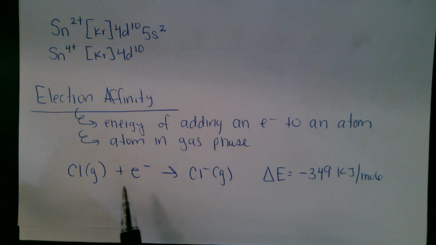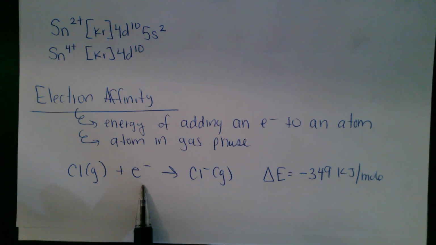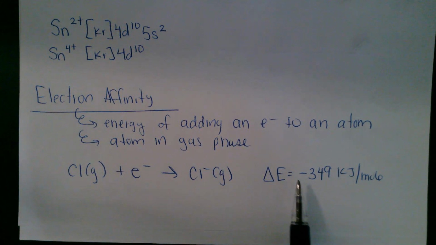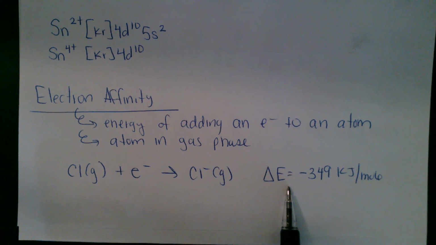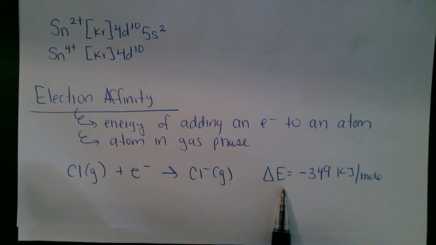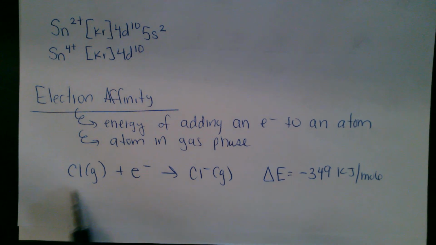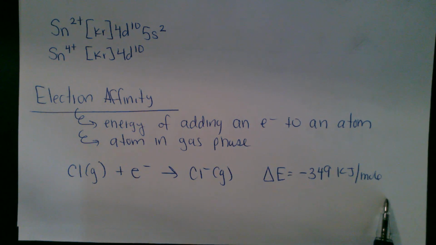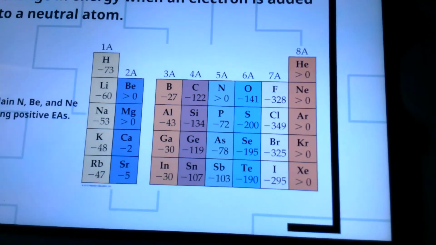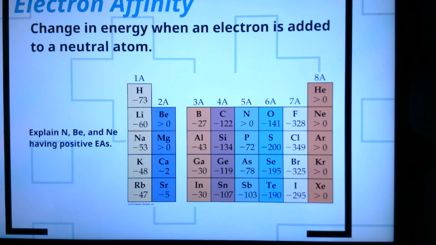Okay, so a couple of things to note. For the most part, free electrons are generally higher in energy than being bound to an atom. So most of the electron affinities are all negative. Most of them. We'll talk about exceptions, and they'll be kind of ones that you would probably guess would be exceptions. So again, most of the time, this is an exothermic process because free electrons are higher in energy. Okay, so the last chart we're going to see is the electron affinity chart. Okay, so change in energy when an electron is added to a neutral atom.